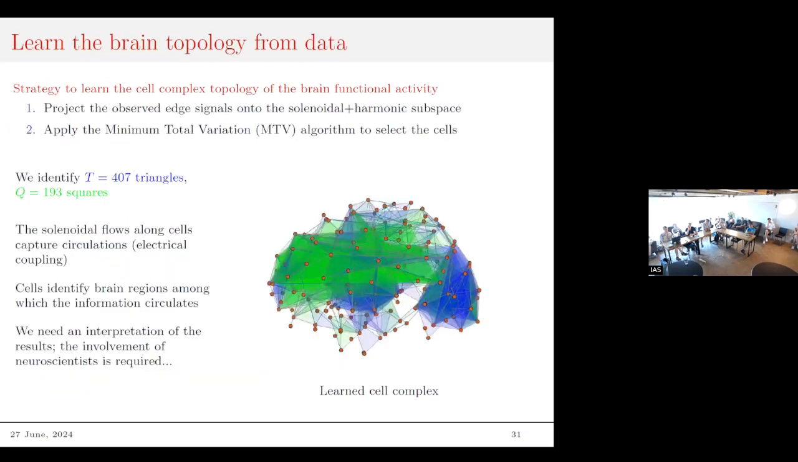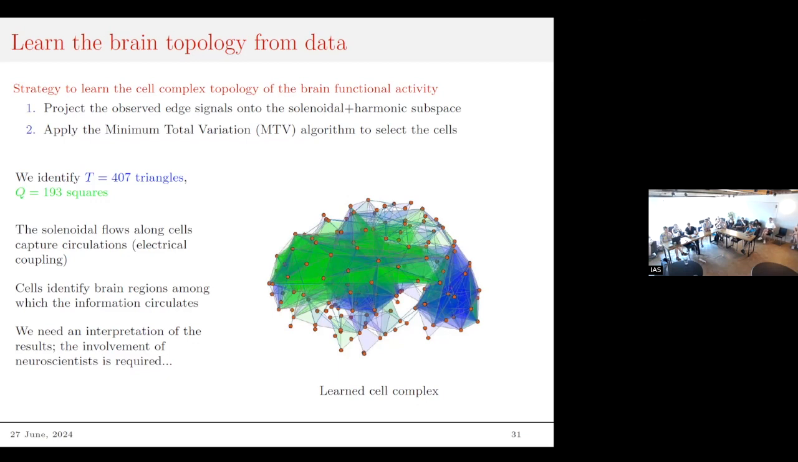The first step is to project the observed edge signal on the solenoidal subspace. Because if the signal has a component in this subspace, then it is meaningful to learn the cell complex. Otherwise, I don't learn the simplicial complex. And we applied the minimum total variation algorithm to select the cells.